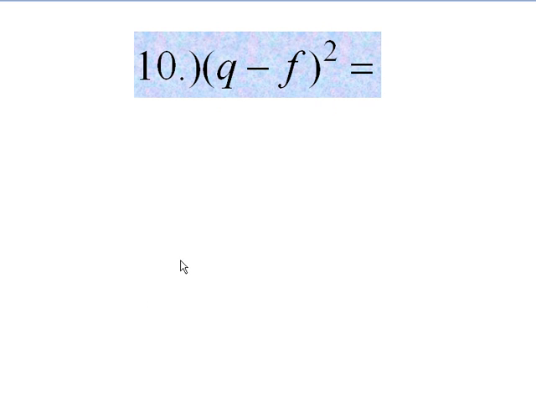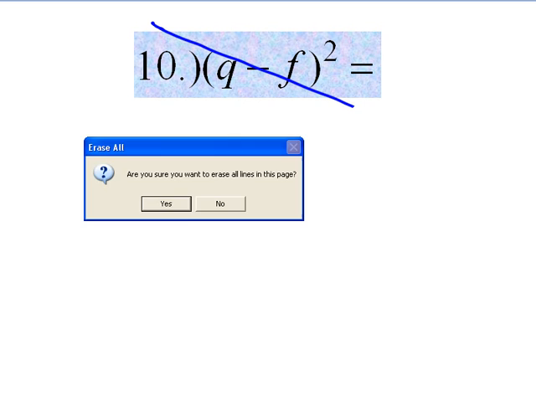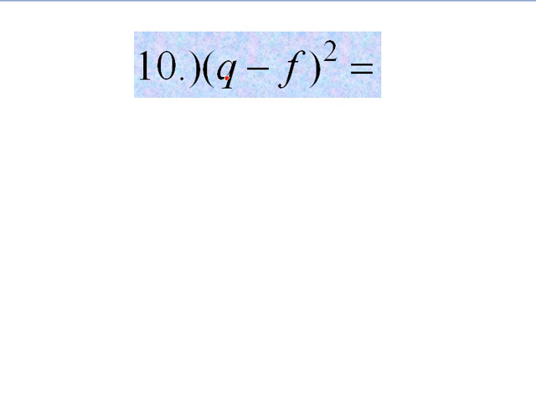Here's one for you. Now notice something. Look at it carefully. This is q minus f squared. What do you know about that? That is the difference of squares. So you should write this out as a binomial times a binomial. Can you determine what that is? Check in the course documents to compare your answer.